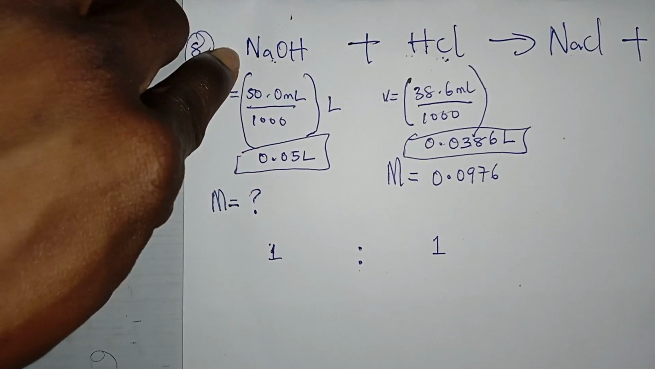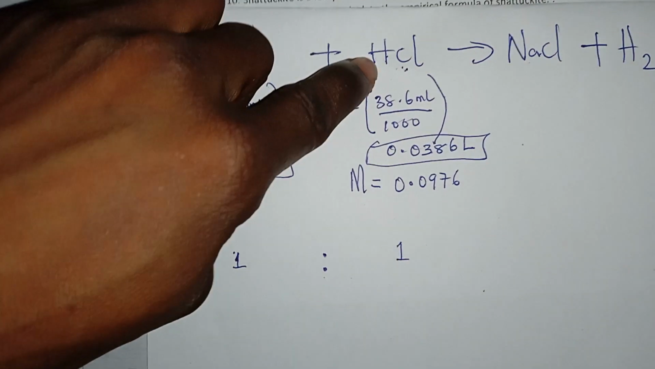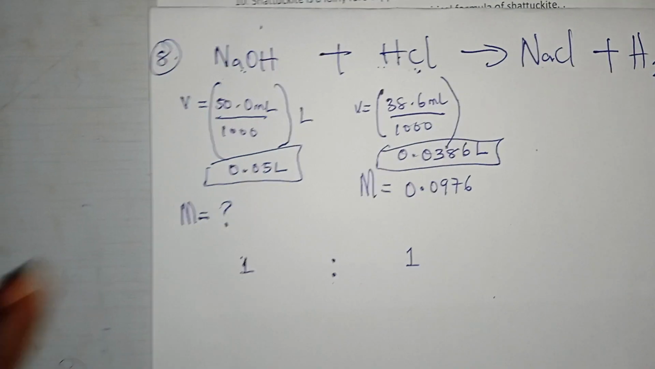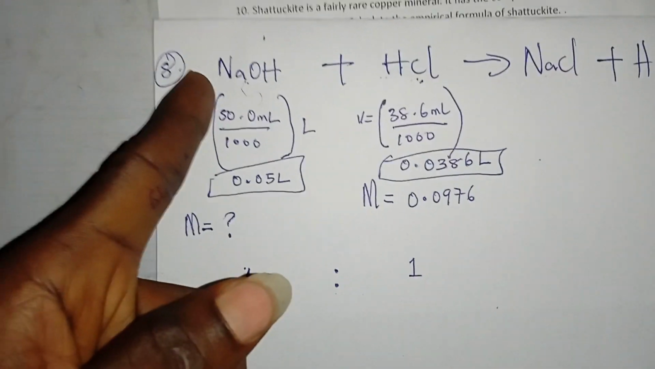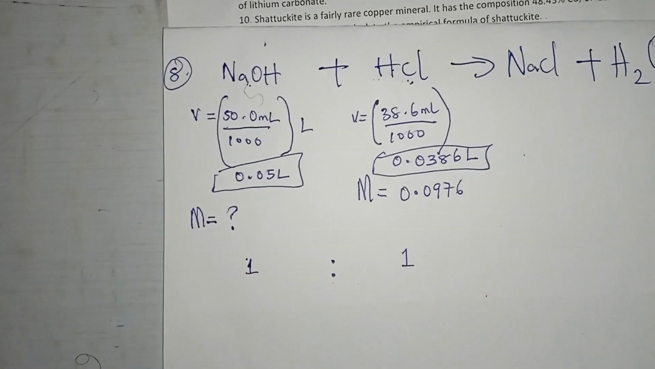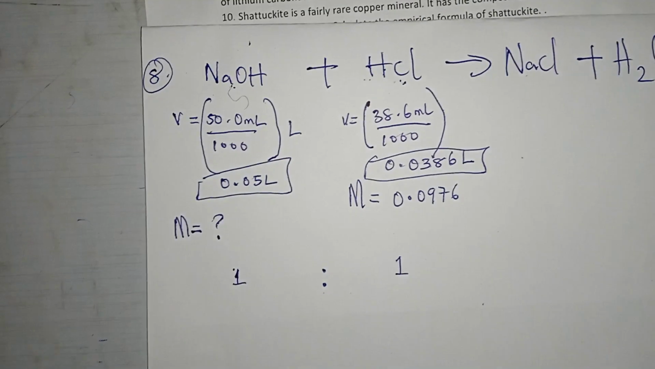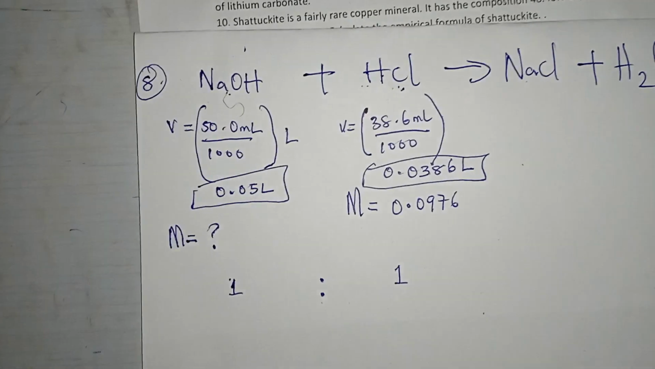The stoichiometric ratio here, there's nothing here, which means there's an invisible one. That means that anything that happens to this can as well happen to this. They are the same. Any answer you get, even if you do cross multiply, it will be the same. Now, how do we do this?